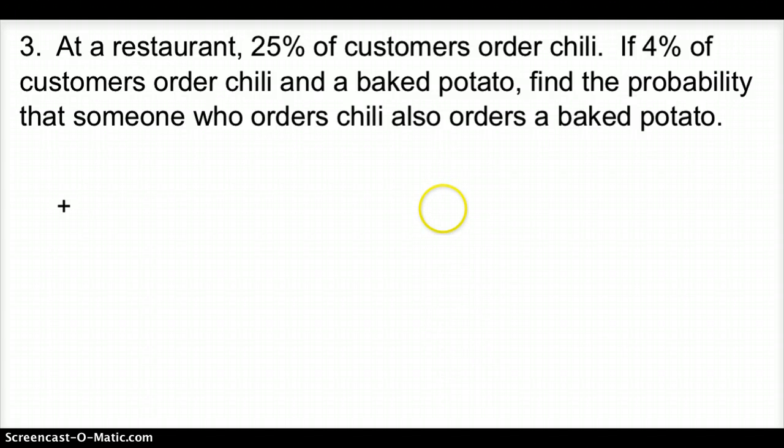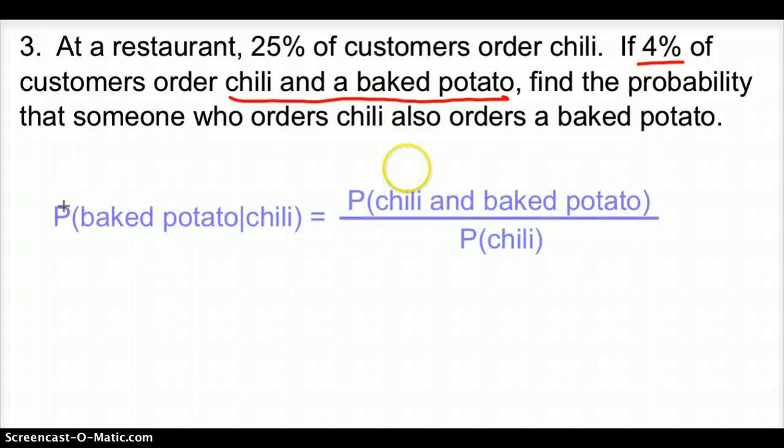At a restaurant, 25% of customers order chili. If 4% of the customers order chili and a baked potato, find the probability that someone who orders chili also orders a baked potato. I'm going to go back up here quick. Underline 4% order chili and a baked potato. With two groups belonging together, that tells me that it's going to be conditional probability. So let's go ahead and see what our probabilities are.